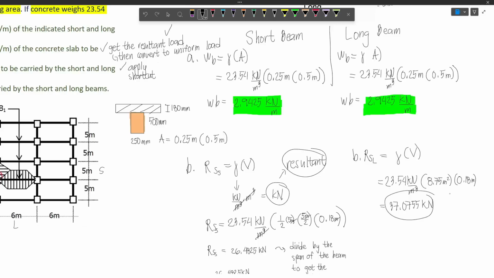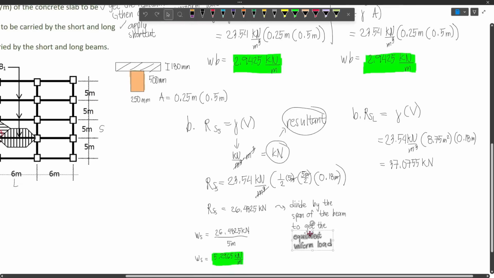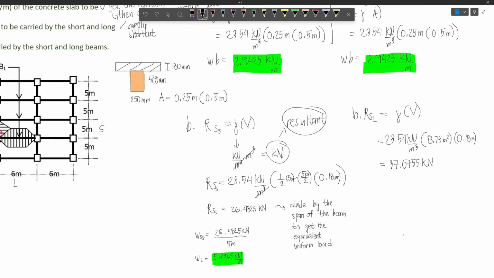Now this is still the resultant load. We will divide this by the span of the beam so that we will get the equivalent uniform load. And so let's just label this as WSS for the short beam. And for this one, we have WSL, which is equal to 37.0755 kN divided by the span of the beam. Now, the span along the longer side is itong 6 meters. So, this is 6 m. And then this will be 6.17925 kN per meter. And so, this is the uniformly distributed dead load of the slab along the longer span. So, this is our answer for letter B.